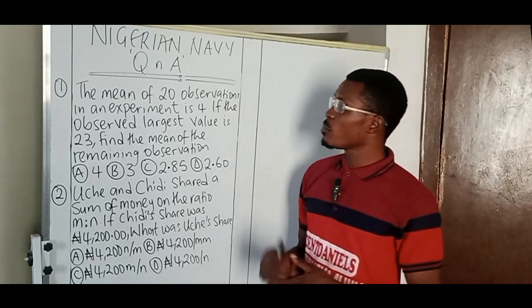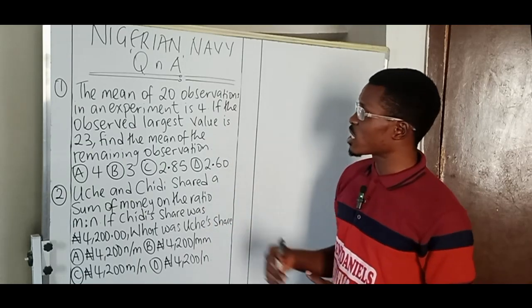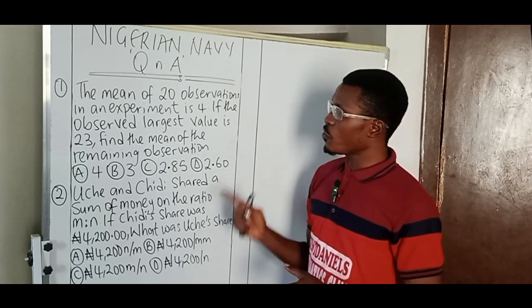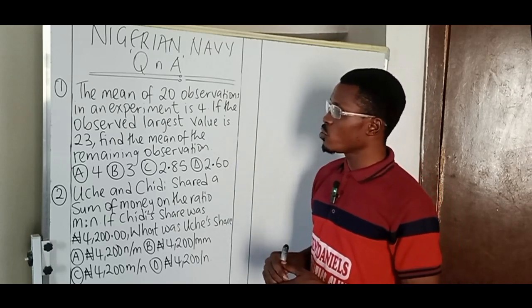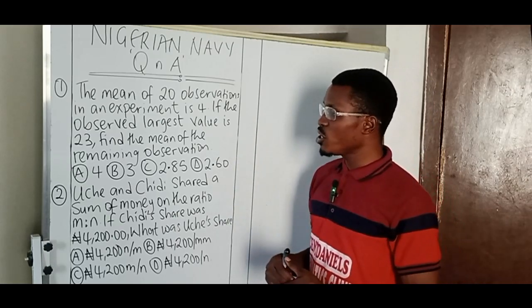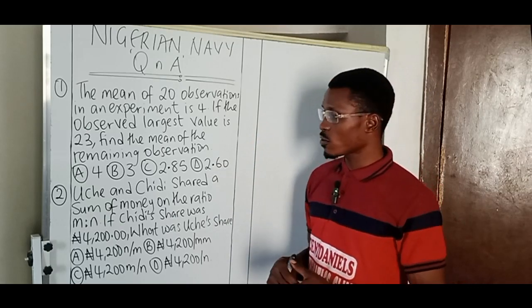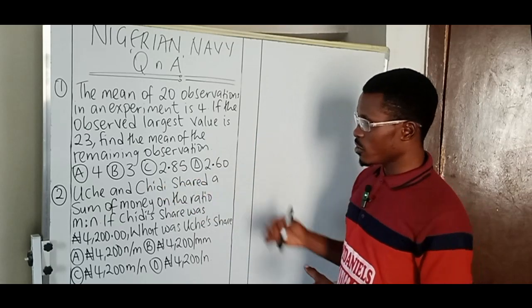On the board, you have 2 questions. Number 1, the mean of 20 observations in an experiment is 4. If the observed largest value is 23, find the mean of the remaining observation. You have the options given.